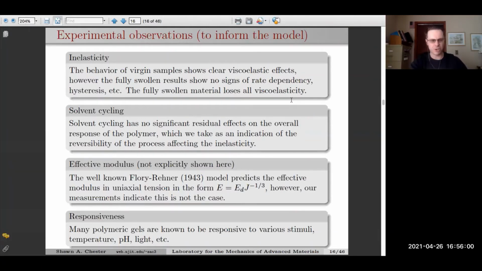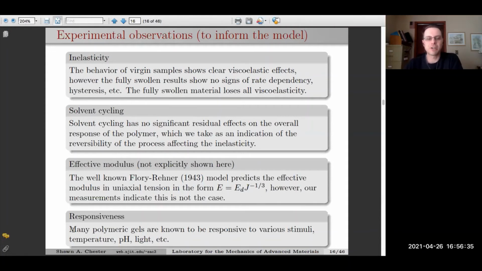I didn't really show numbers for it, but the one picture does show that the modulus changes. And so the very well-known Flory-Rehner model predicts the effective modulus, has this sort of trend of the dry modulus, and J is the volume ratio to the -1/3. We can measure the volume ratio. We know the dry modulus from the experiments, so our experiments show this is not the case.